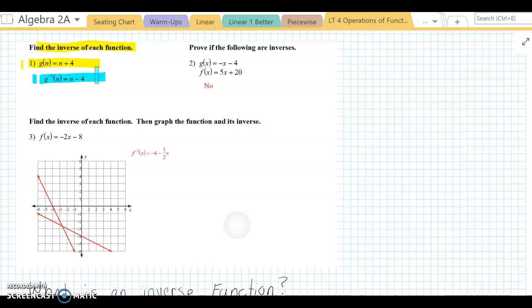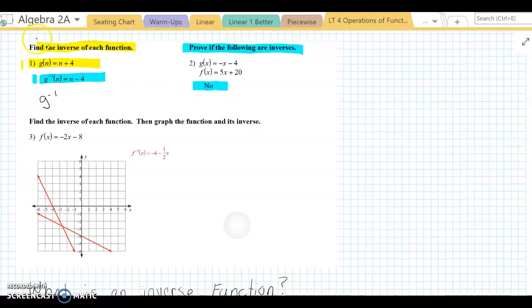The -1 in the exponent, it's not really an exponent. It just means inverse. So whenever you see g like that, it means the inverse function of g. Okay, it's just notation. All right, so same thing over here. It says prove if the following are inverses. In this case, it's no. We're going to find out how to do that.